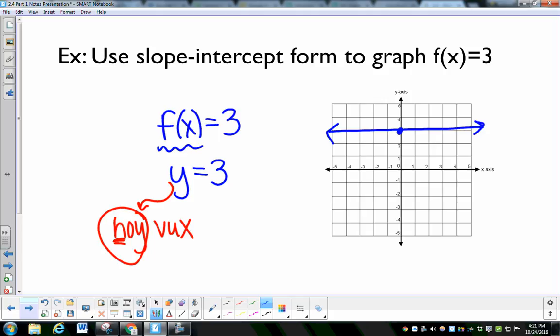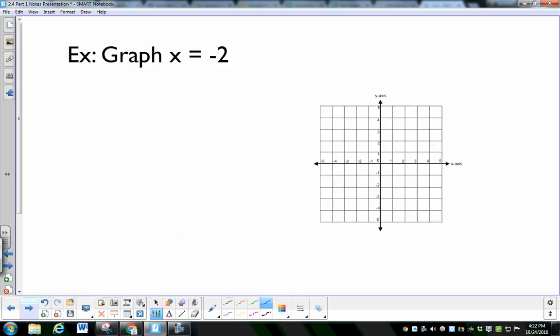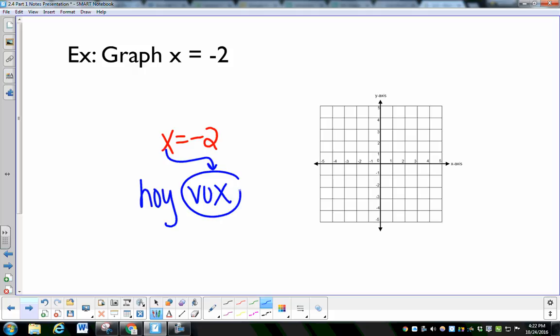All right, let's do another example. We're going to graph x equals -2. So if we think about HOI, VUX, when I see the x, I know it's in VUX. So it's a vertical line, and it's where x is -2. So I'm going to go on my x-axis to -2, and then you're just going to draw a vertical line. Whoa, that was a bad vertical line. You're going to draw a vertical line using a ruler. I don't have a ruler up here, so I can't use one. But you should have a ruler. So we're going to draw a vertical line right there.